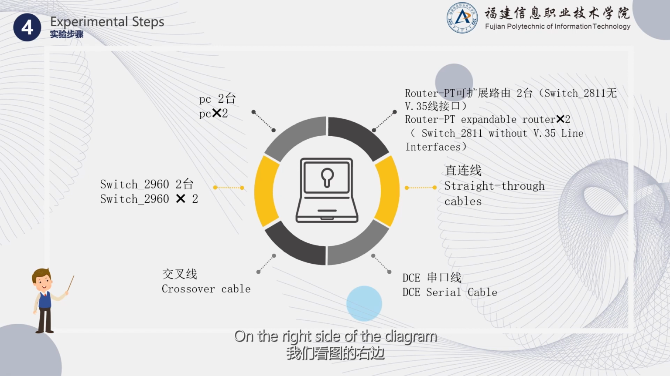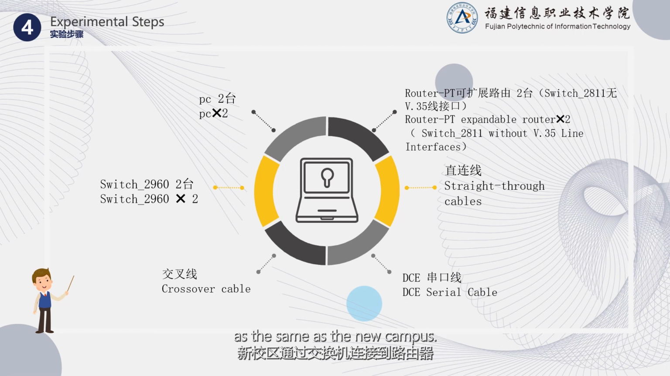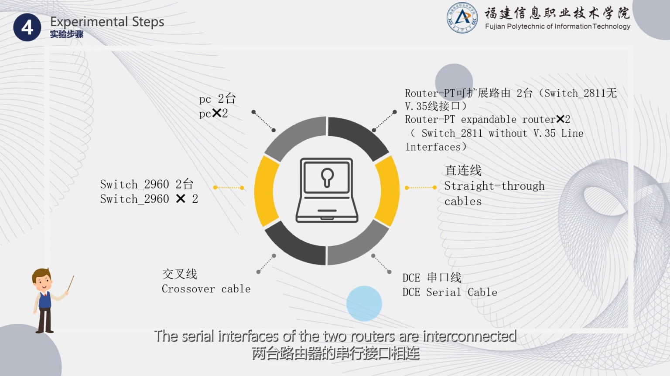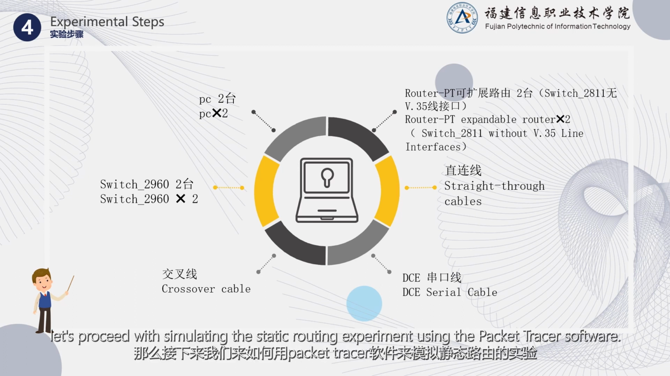On the right side of the diagram, we are simulating the new campus, while on the left side, we are simulating the old campus. The old campus is connected to the router through switches, the same as the new campus. The serial interfaces of the two routers are interconnected, simulating the use of DDN dedicated lines. All right. Let's proceed with simulating the static routing experiment using the Packet Tracer software.